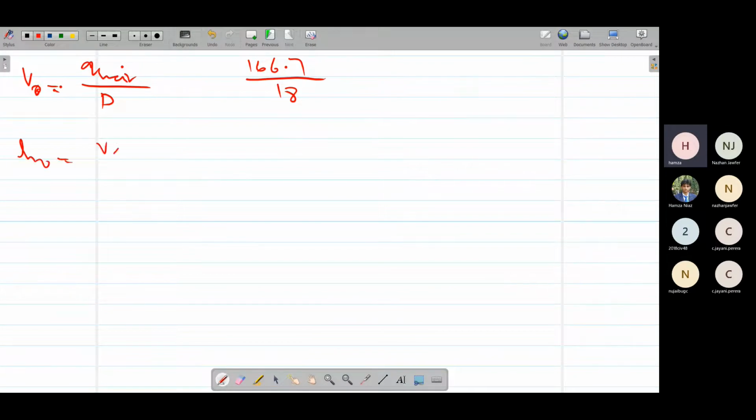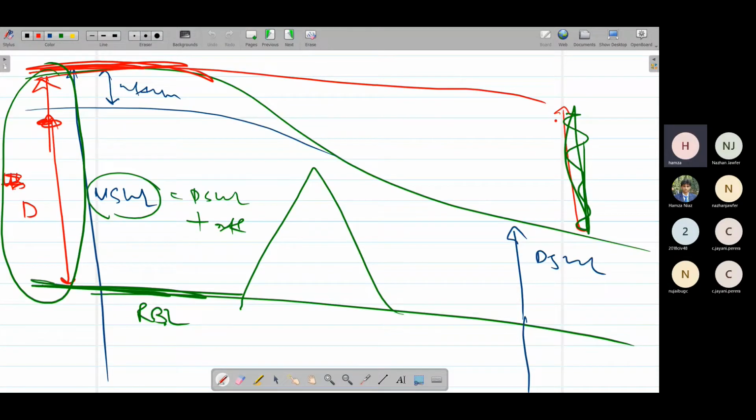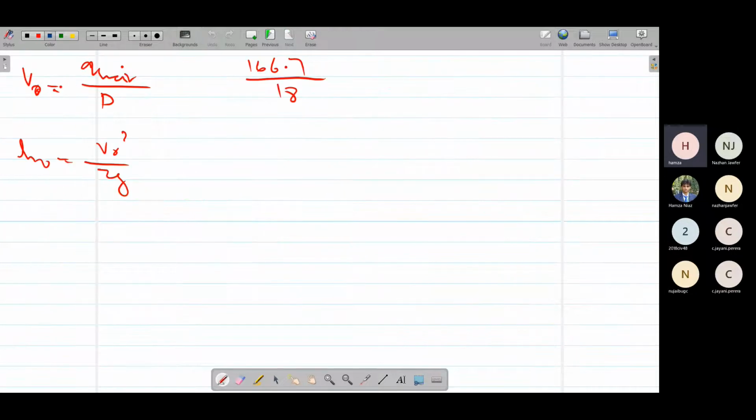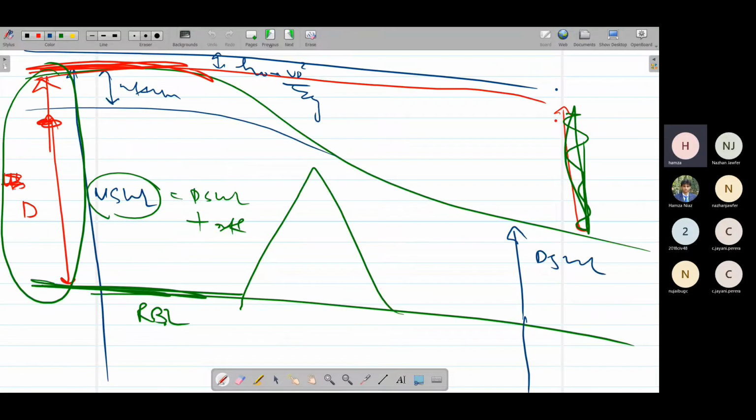After that, H naught would be V naught square over 2g. Simply, we can get the head upstream, the velocity head on the upstream side. H naught is equal to V naught square over 2g. So this is our velocity head on the upstream side. We can simply calculate this as V naught square over 2g.